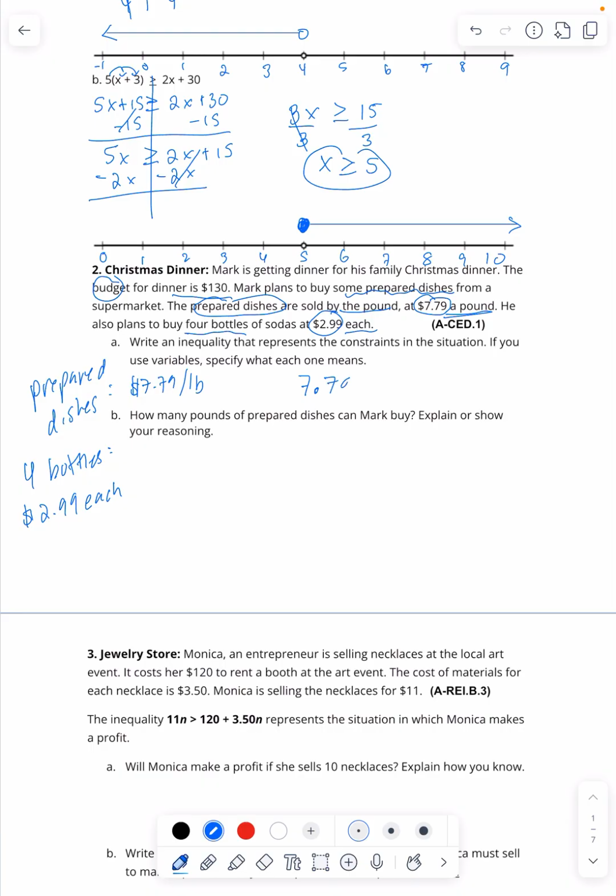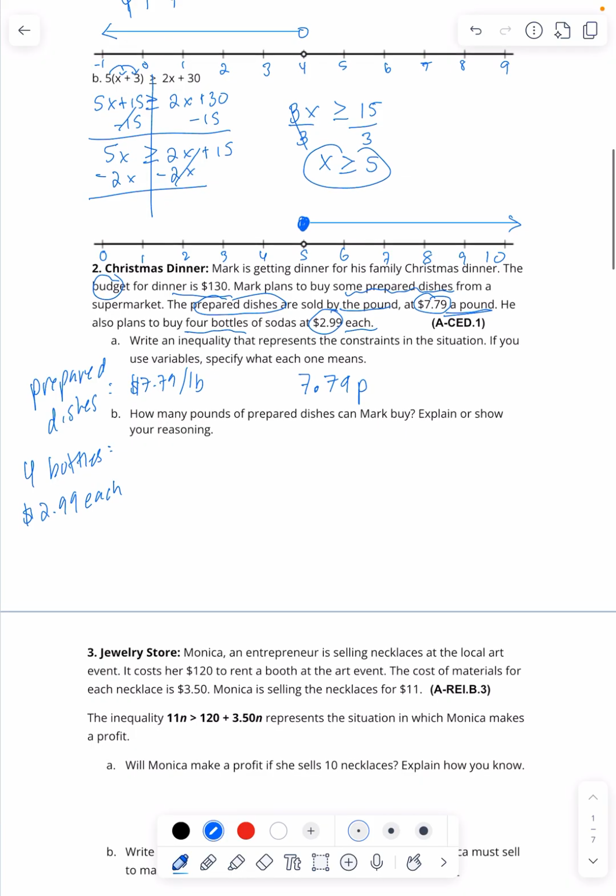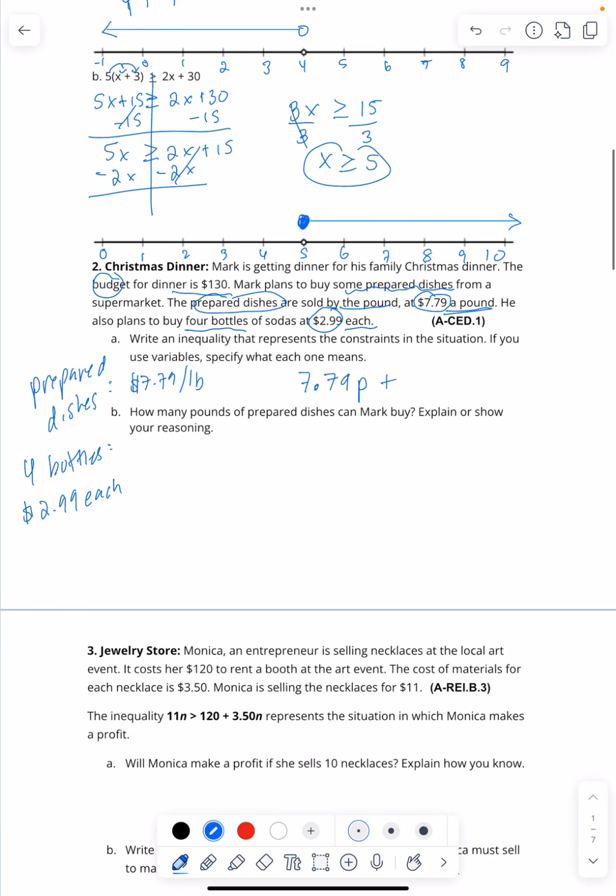So $7.79 per pound, so times P. And then we have to include the sodas. Well, in this case, they're $2.99 each, so we could do $2.99 times, and we already know they've bought 4 bottles, so that's not an unknown number. It's not like we don't know how many bottles they're gonna buy. We don't know how many pounds they're gonna buy, so we could leave it as P.